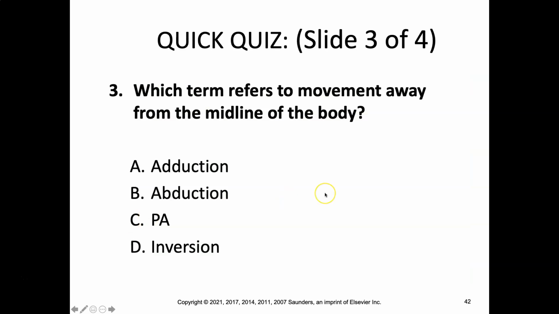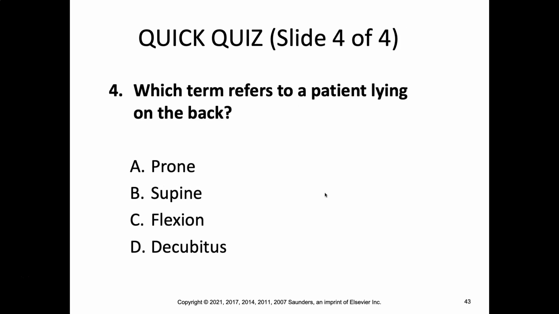So, which term refers to movement away from the midline of the body? Away. This one should be really, really easy. Which term refers to a patient lying on their back? You can get this one, but just make sure you know the difference between these four positions because you will need to know that for a quiz or a test.